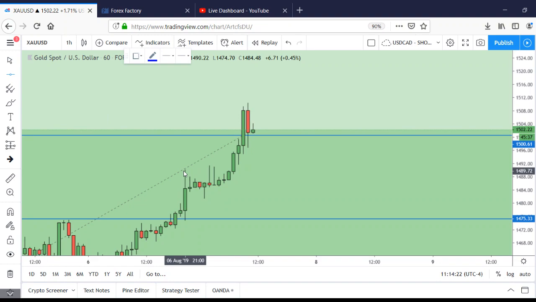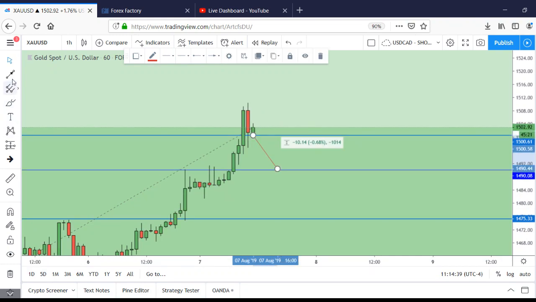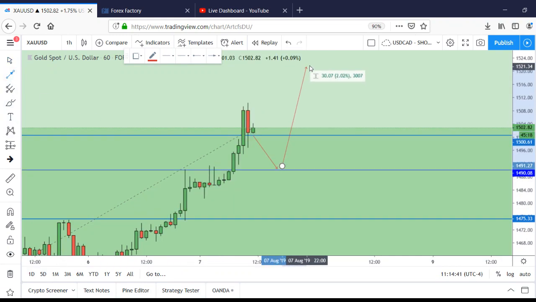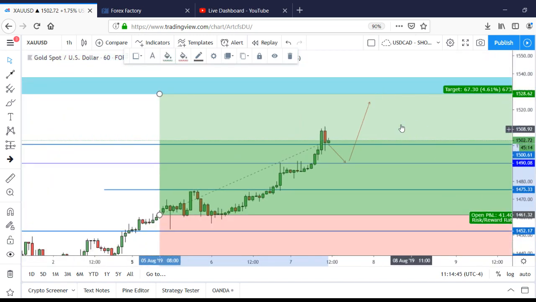So this is what we could see happen. If we don't get a push from this level after this retest, we could actually have a deeper retrace somewhere to 1490, where these wicks were, and we could have a rocket up from there. So we could have something like this play out and move on to higher highs. But that's gold right there.